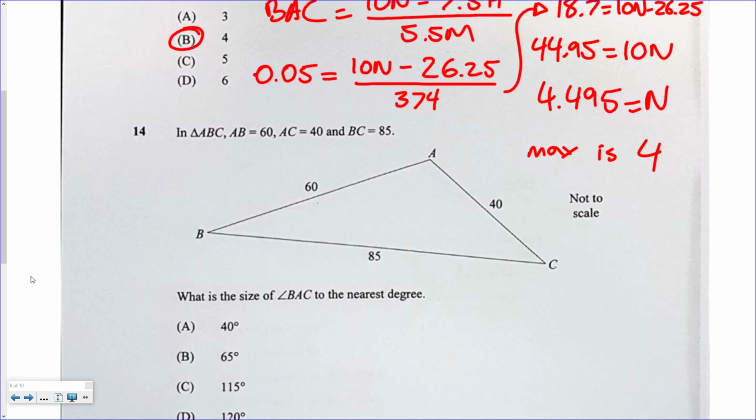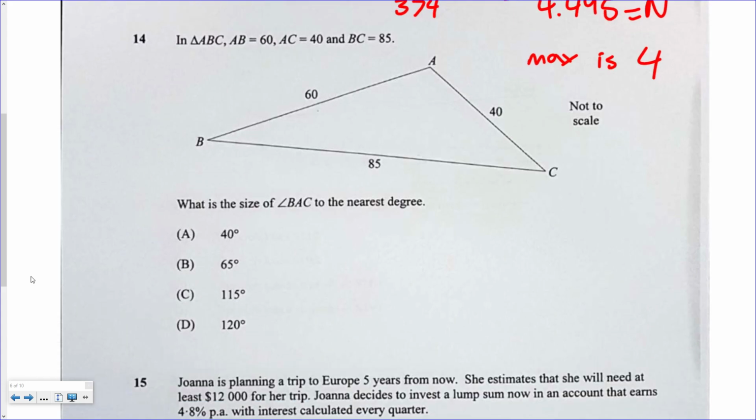Going into this next question, we have this triangle and we want to find the size of angle BAC. So we're looking at this angle here. I'm just going to call that theta. And this is a pretty stock standard cosine rule. So let's put this information in.